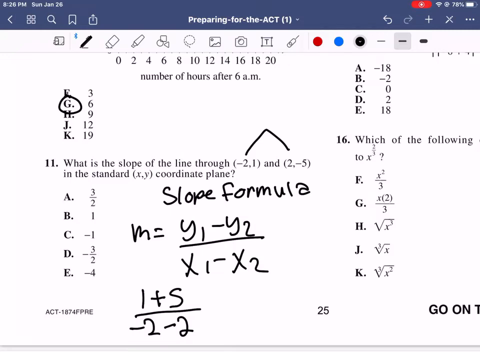Am I doing something wrong? Okay, whatever. So 6 over negative 4. That equals -3 over 2. Oh yeah, answer is D.